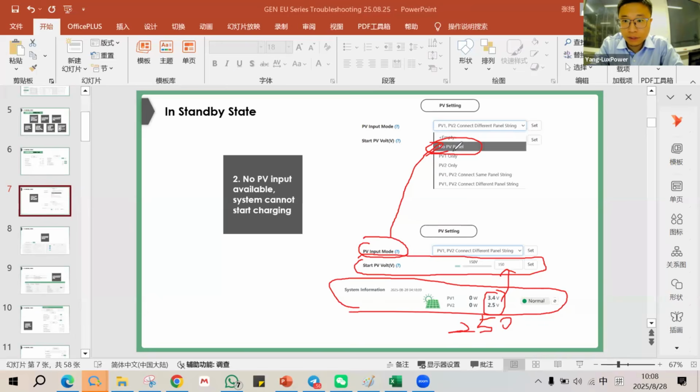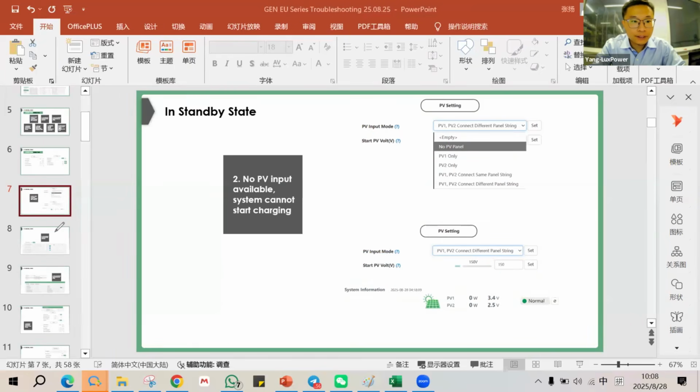So you need to change the PV mode setting to PV1 only or PV2 only, or PV1 and PV2 combined with different panel strings, depending on your settings or your configuration. So that's the two steps: first check the start PV voltage to see if that is filled, and also check your PV mode. When both of them are okay, then it should charge at least. You can see here there's some input power from the PV.